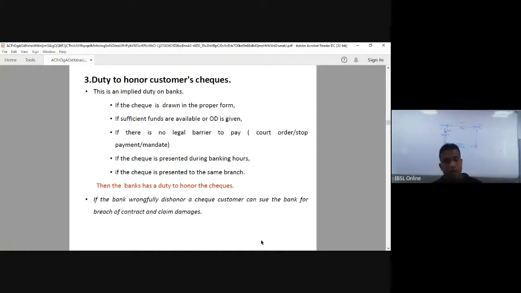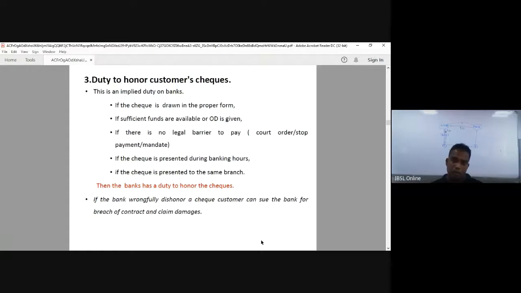if a bank allowed a customer to open a current account, the bank has an obligation to honor the checks of the customer, because current account holders have a right to issue checks. The right to issue checks is not practical unless the bank accepts the checks and pays. So therefore, the duty is cast upon the banks to honor the check.